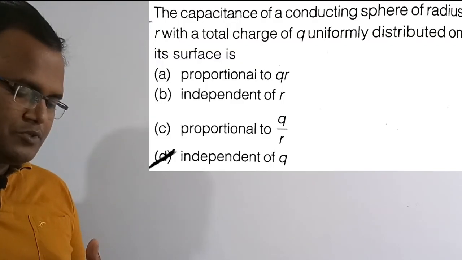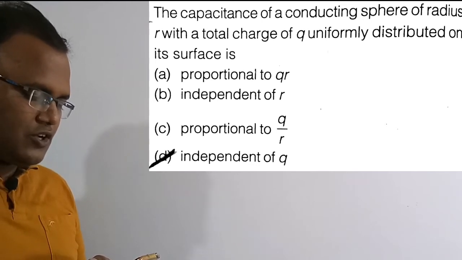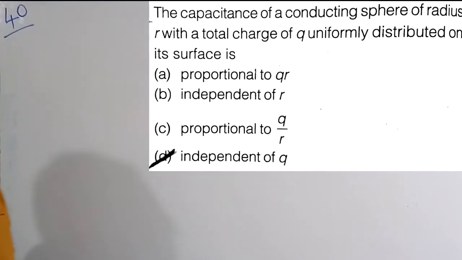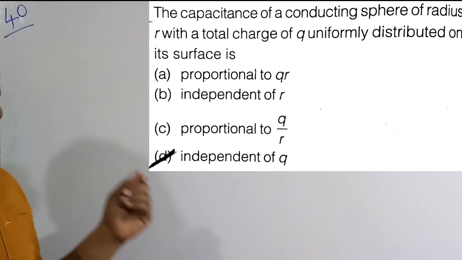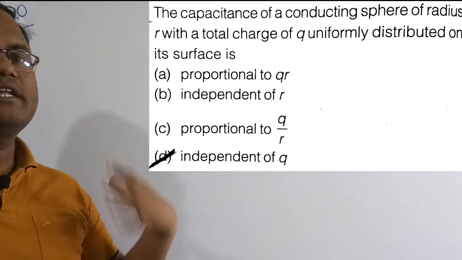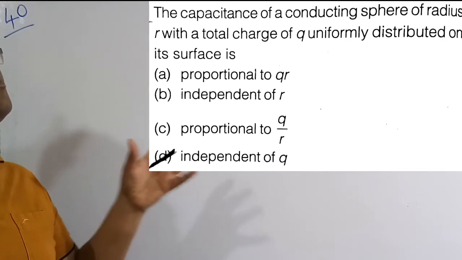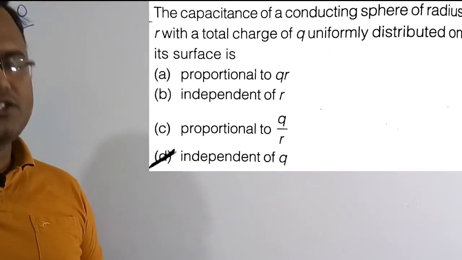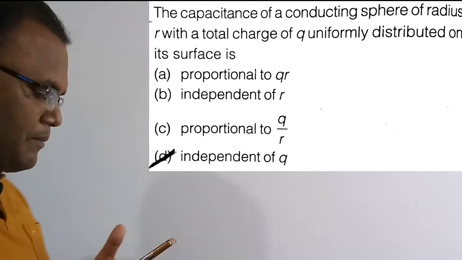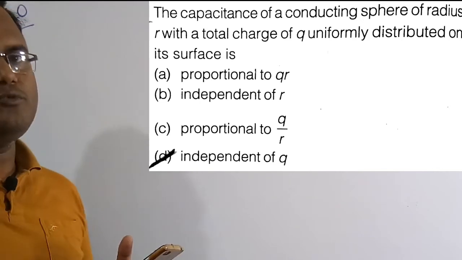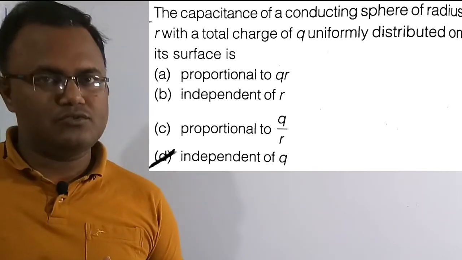Now we are going to solve the last question of this lecture. See the question here. The capacitance of a conducting sphere of radius r with a total charge of q uniformly distributed on its surface is. So basically in this question they have given a sphere. It is going to have some charge q and the radius of the sphere is r. Now we have to find the relation between the capacitance of the sphere and the charge. Out of these four options, the capacitance is independent of the charge. Now let us solve this numerical. Option D is the correct solution of this question.